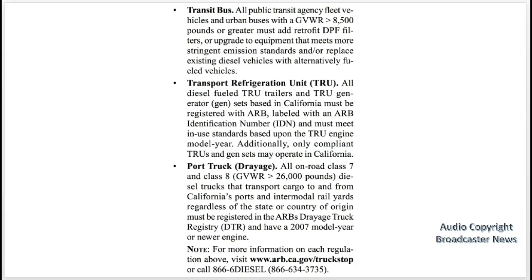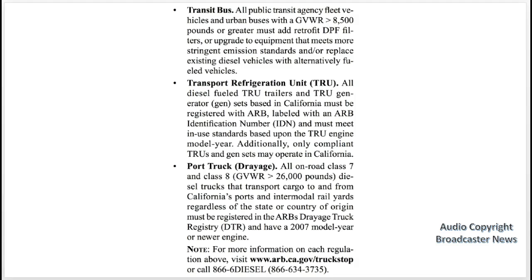Okay, port truck. All on-road Class 7 and Class 8 diesel trucks with a gross vehicle weight of 26,000 pounds that transport cargo to and from California's ports and intermodal rail yards, regardless of the state or country of origin, must be registered with the ARB's Drayage Truck Registry and have a 2007 model year or newer engine.